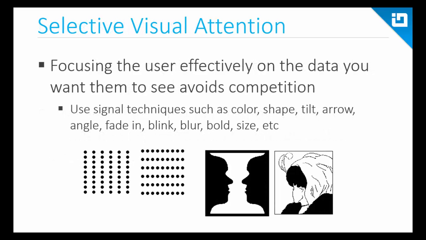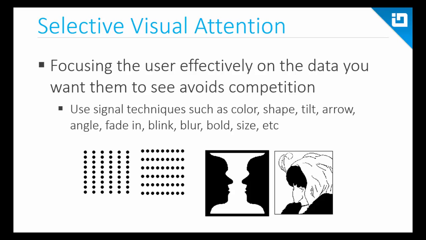Selective visual attention really uses cues that help us remember the stuff on the page. So you can use signal techniques such as color, shape, tilt, arrow, etc. to tell your story more with your visualization. In the example I have on the screen here, where we have a bunch of points on a graph, it's very hard to tell the difference between any of them. They're basically all identical, and if you look at them too long, they actually become blurry.